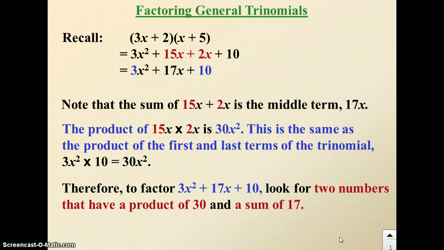Therefore, to factor a complex trinomial, we're going to look for two numbers that have a product of 30 and a sum of 17. So the idea of sum product is going to happen again. That'll be the first step with factoring a complex trinomial as opposed to a simple trinomial.